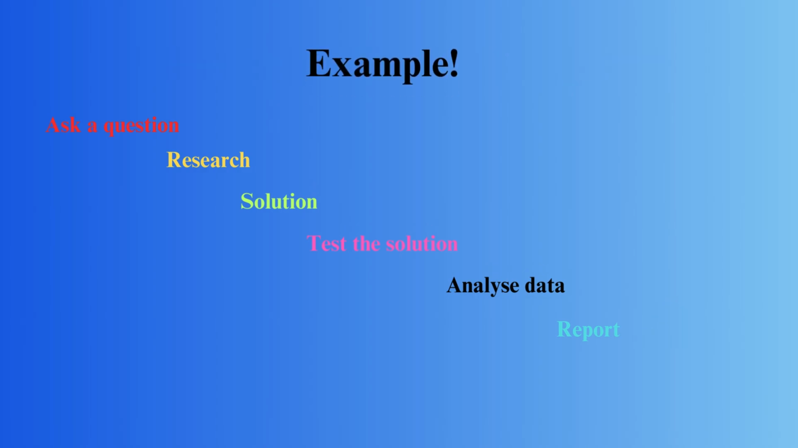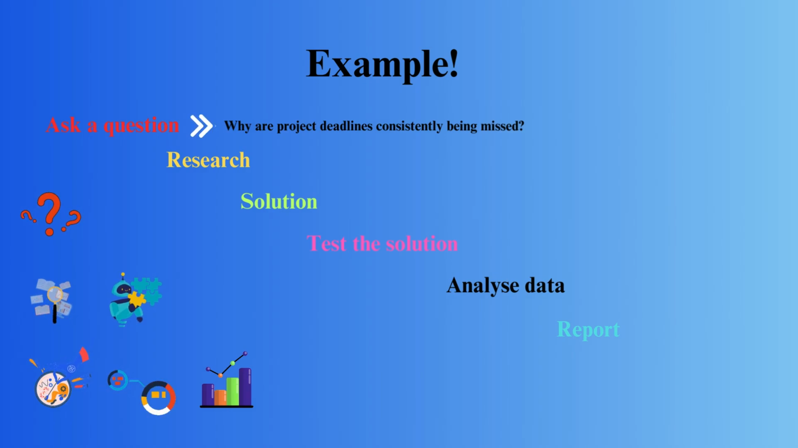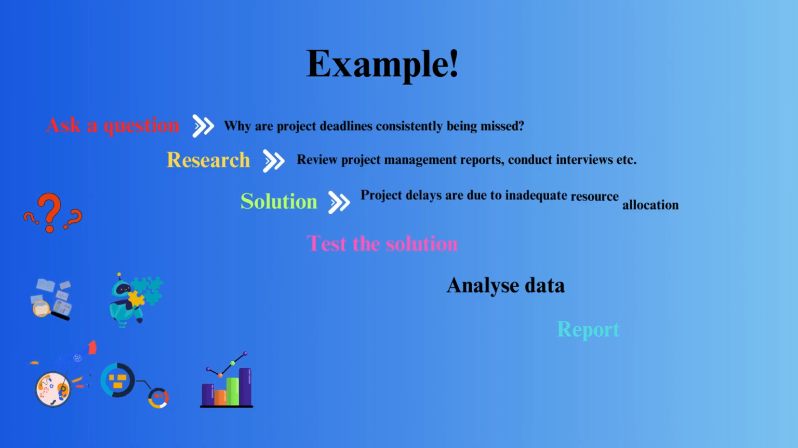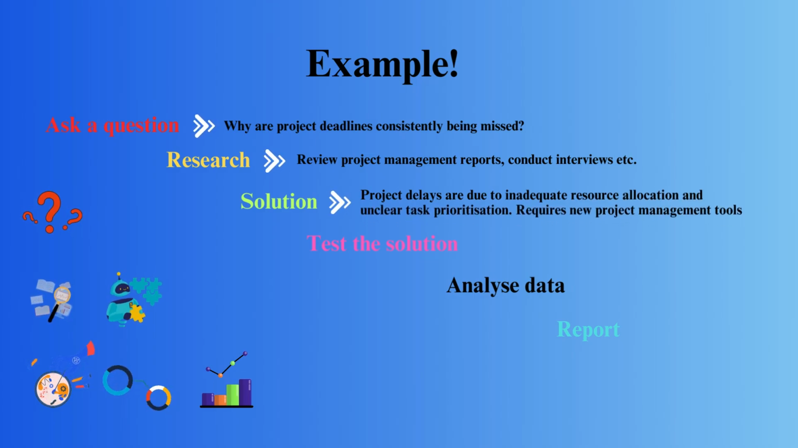So let's look at an example in the workplace environment. Our problem here could be that project deadlines are consistently being missed. So you'd research the problem by reviewing project management reports or by conducting interviews or any other research method. So you might find through your research that the delays are because of insufficient resource allocation and unclear task prioritization.